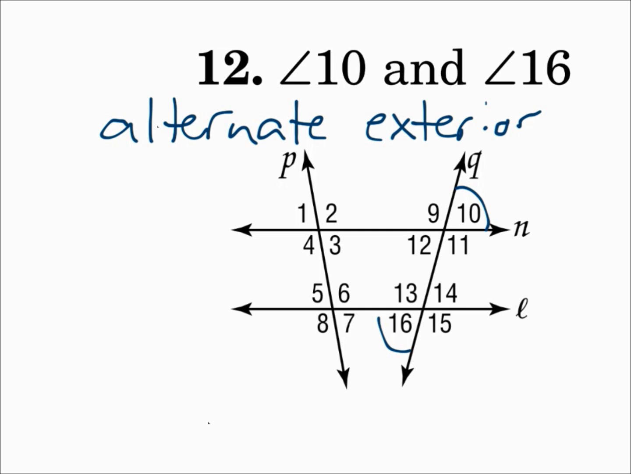And remember, for the angle types, if they're on opposite corners outside the lines, it's alternate exterior. Opposite corners inside the lines are alternate interior. Same side of the transversal in between the lines are consecutive interior. And if they're in the same position, top right and top right, for example, they're corresponding angles.